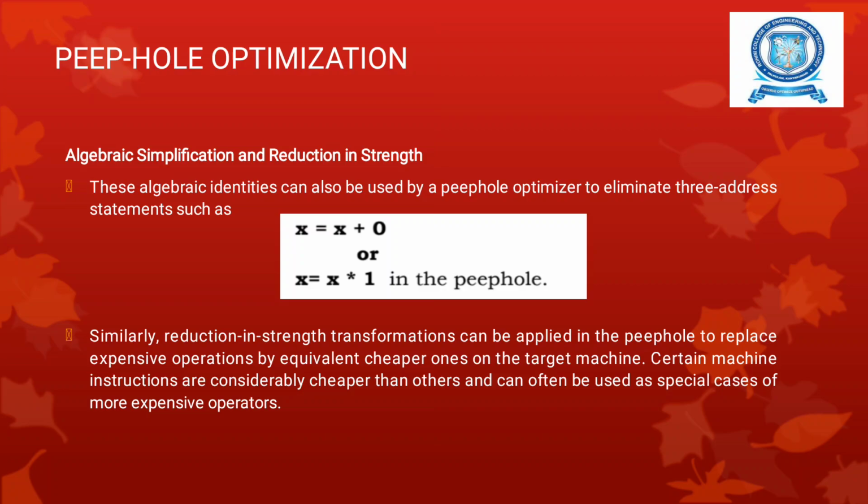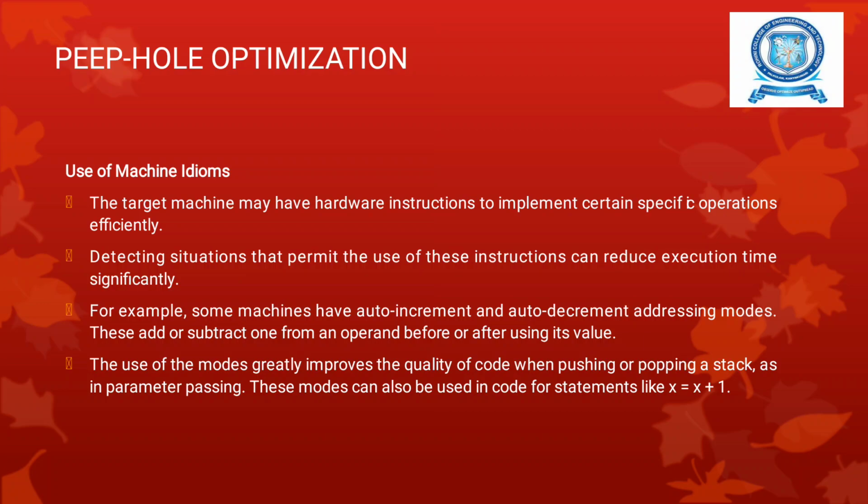And the reduction in strength. Here we have to minimize the strength of the expressions: if we use a power symbol, instead of the power symbol we can use star. To explain, consider x power 2. Here the power operation has more precedence and more complexity in execution. So instead of x power 2, we can write x star x. That reduces the strength of the instructions.